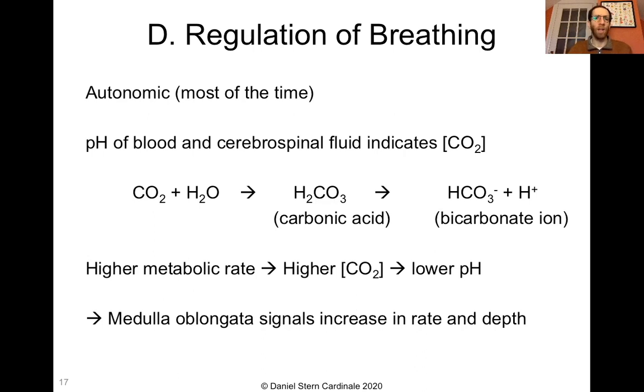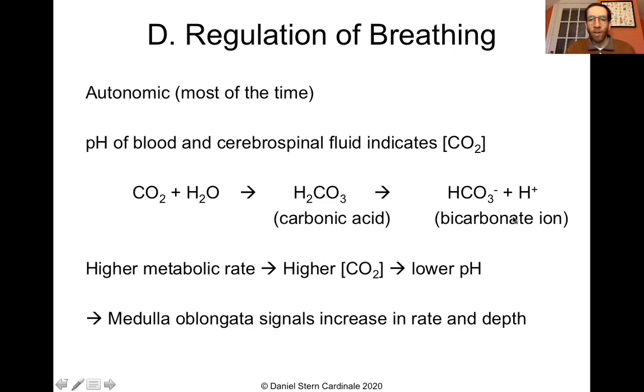But two, if we had to think about breathing all of the time, if we had to do it consciously, how would we sleep? Yeah, that would be really weird. We wouldn't be able to sleep, would we? So it's really important that breathing is under autonomic control most of the time. The thing that our body uses to regulate this rate of breathing is the pH of the blood and the cerebrospinal fluid. This is important because that pH indicates the CO2 concentration in our body.